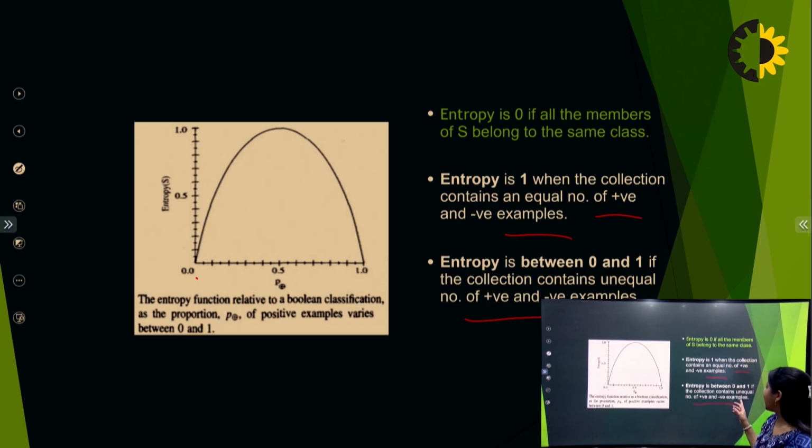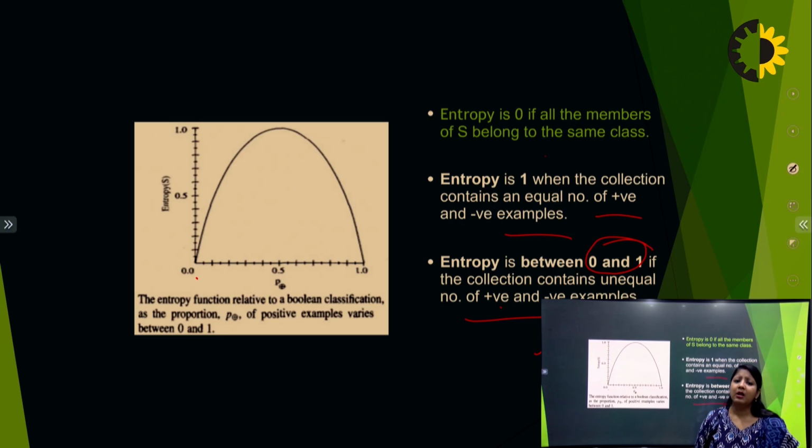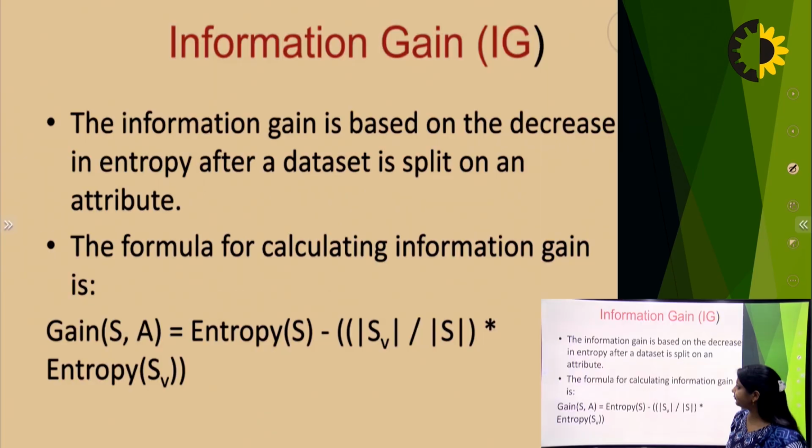Entropy will be between 0 and 1 because it is a probability, and it is a collection if the collection contains unequal positive and negative examples. So this is how we can directly calculate entropy. If we get this condition or this condition, we will put 0 or 1, and here we calculate the value.